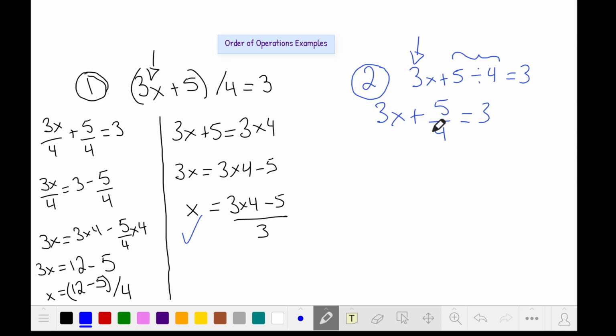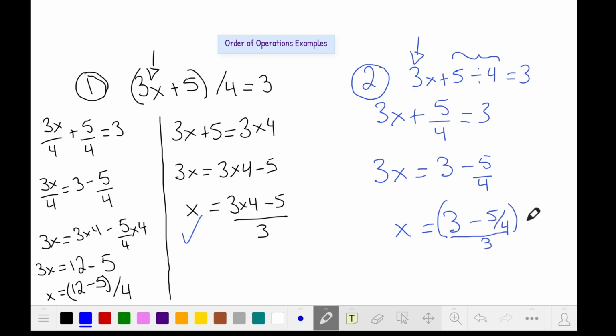Now I see that my x term is being added to. I get rid of that with a subtraction. And now I see, okay, x is being multiplied. I get rid of that with a division. So I'm going to have 3 minus 5 over 4. Now notice that the 3 is multiplying everything on the left-hand side. So I'm dividing the entire left-hand side, which means that I have to divide the entire right-hand side to make it even. And we've got ourselves an answer that is correct.